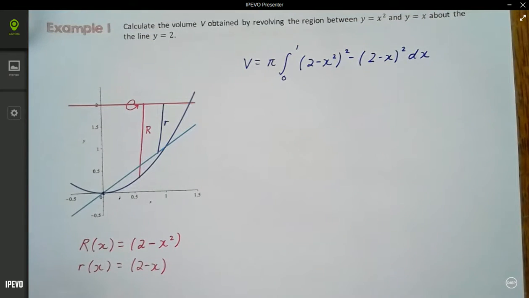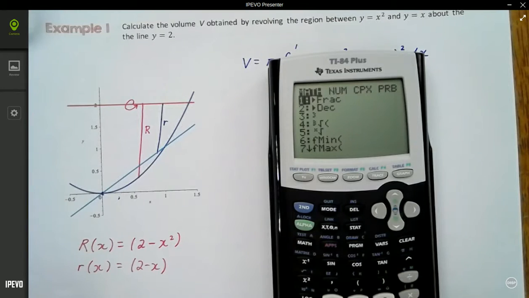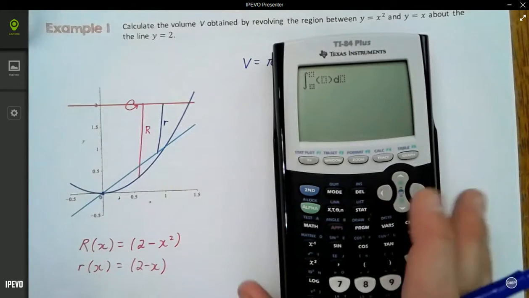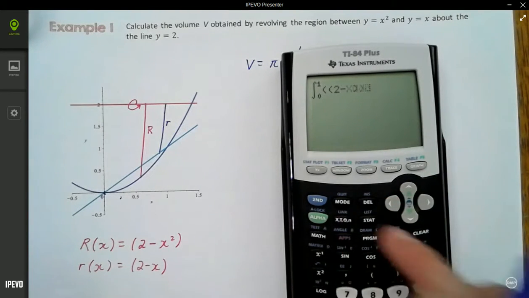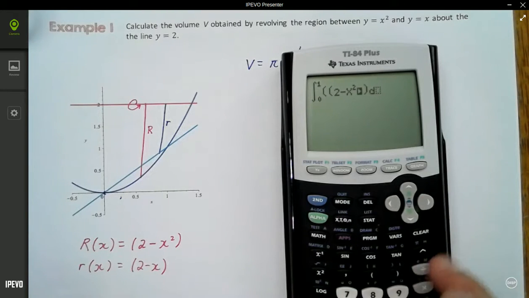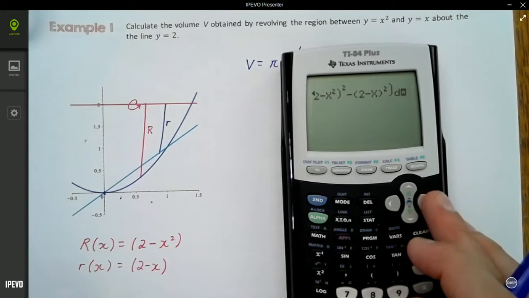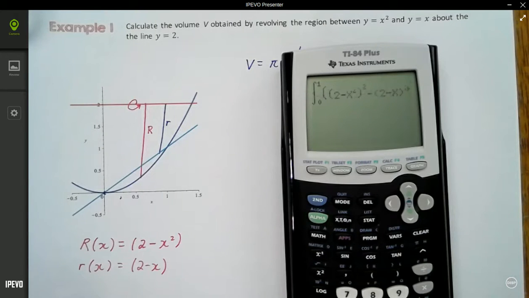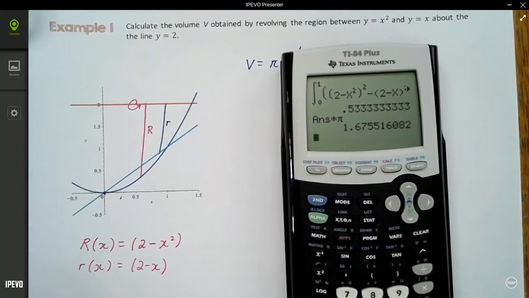If you have a graphing calculator, you could plug this in. You would hit math 9. Now I have to multiply all this by pi. I'm going to go from 0 to 1, and this is the newer operating system, so I can do parentheses 2 minus x squared, close it off, squared, minus 2 minus x, close it off, squared, with respect to x. I haven't multiplied by pi yet, so I do times pi.